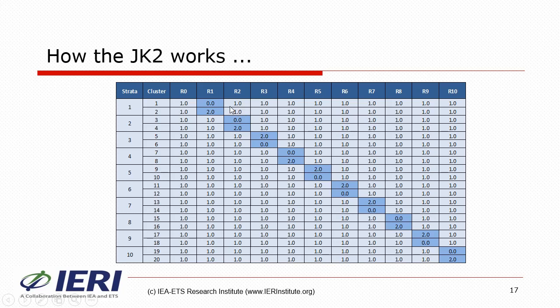Notice that once you get to the second replicate, the first 2 clusters go back to a factor of 1, and the next pair then gets a 0, 2. Notice also that this assignment of 0, 2 is random, so it's not always the same.